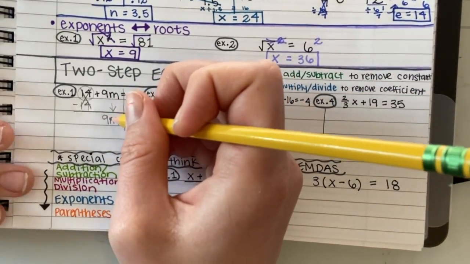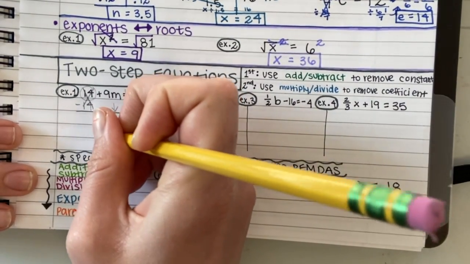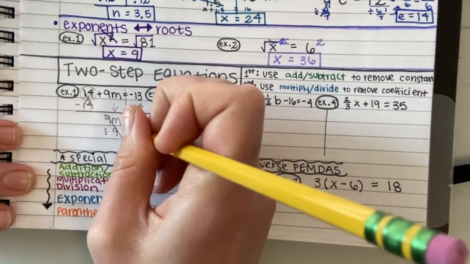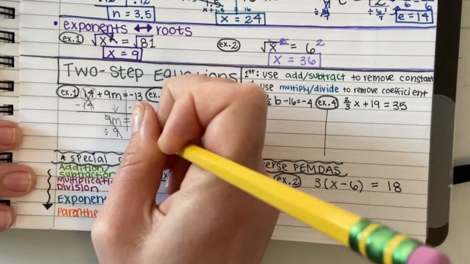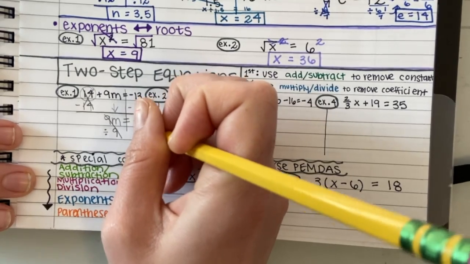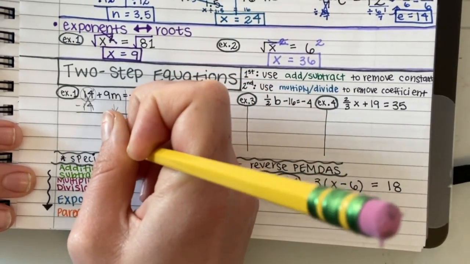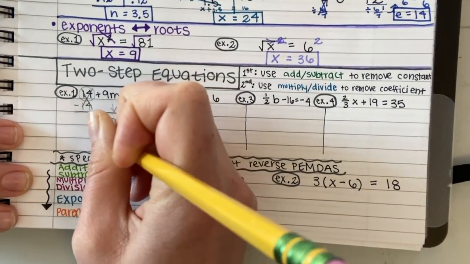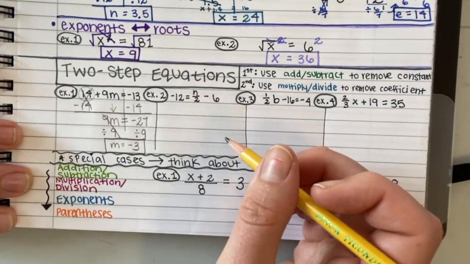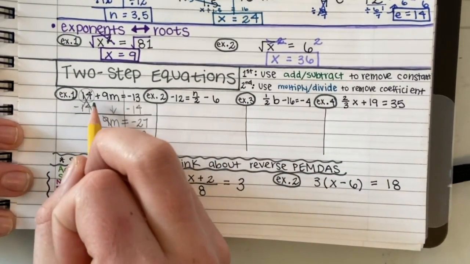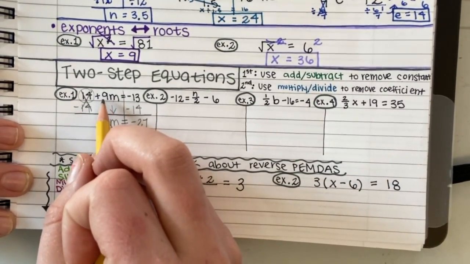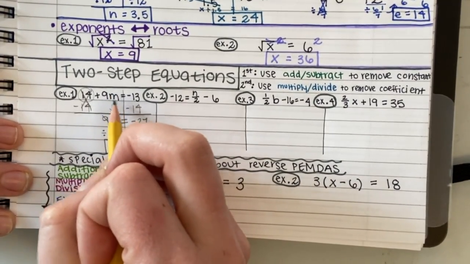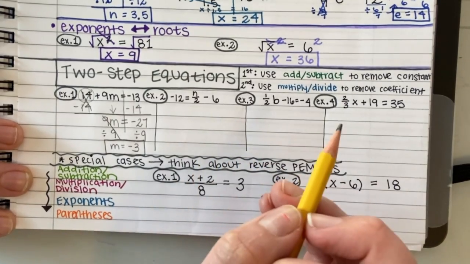Now I want to get rid of the coefficient attached to my m, which is 9. So I'm going to divide by 9. Negative 27 divided by 9 gives me negative 3. So notice we're just starting with addition or subtraction of the number that's not attached to our variable. And then once the variable term is on a side by itself, then we do multiplication and division.